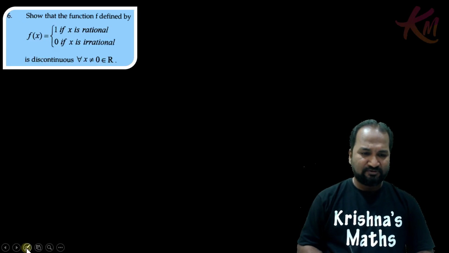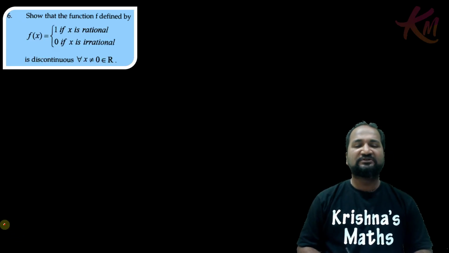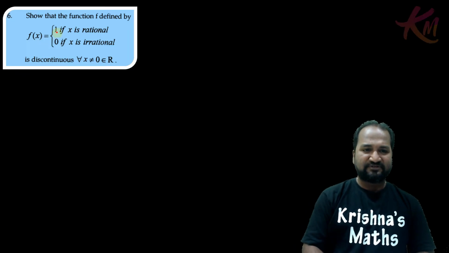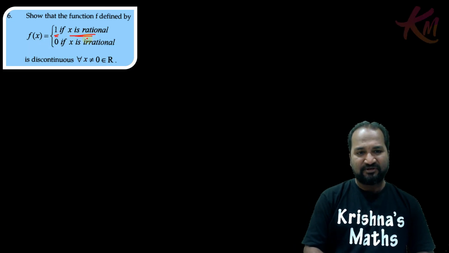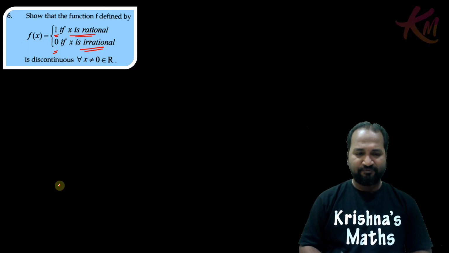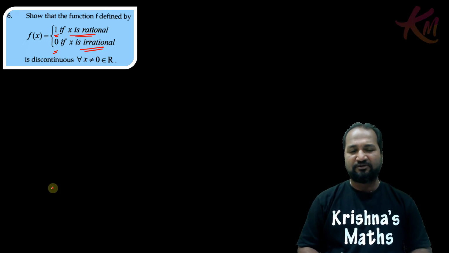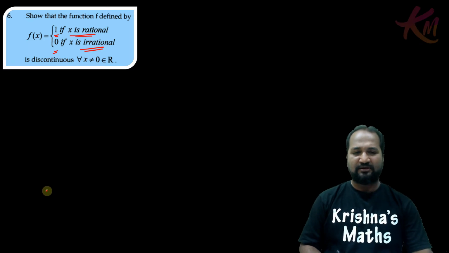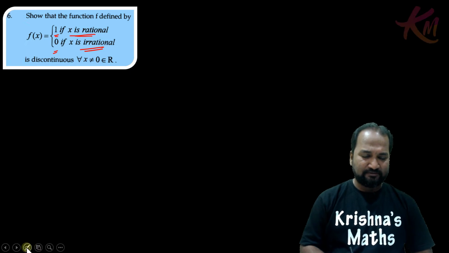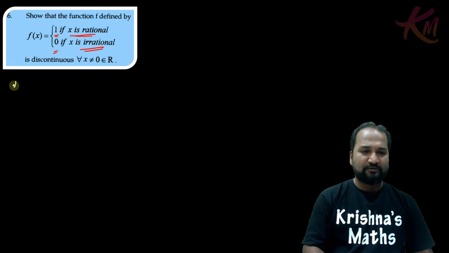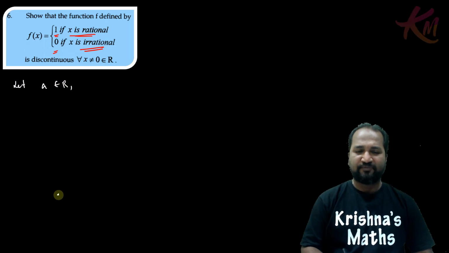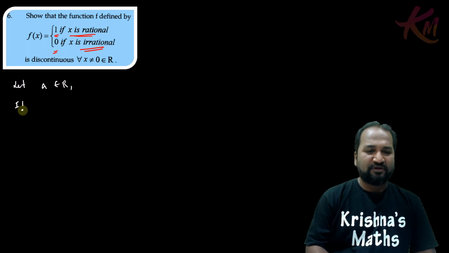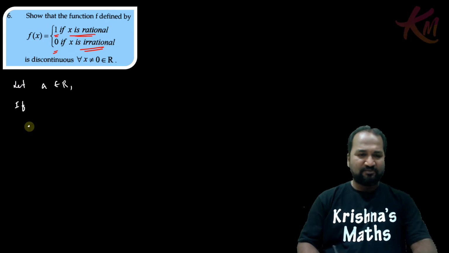See what the question says. The question says f of x equal to 1. The value of f of x is 1 when x is a rational number and 0 when x is an irrational number. It is discontinuous for all x not equal to 0, belonging to R. Take a real number, let a belong to R. So a real number can be rational or irrational.